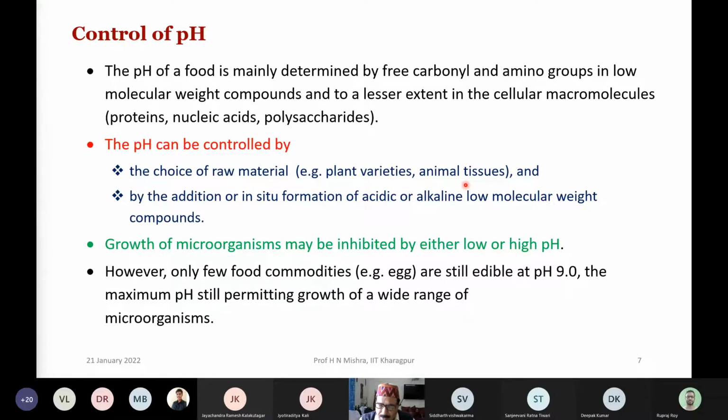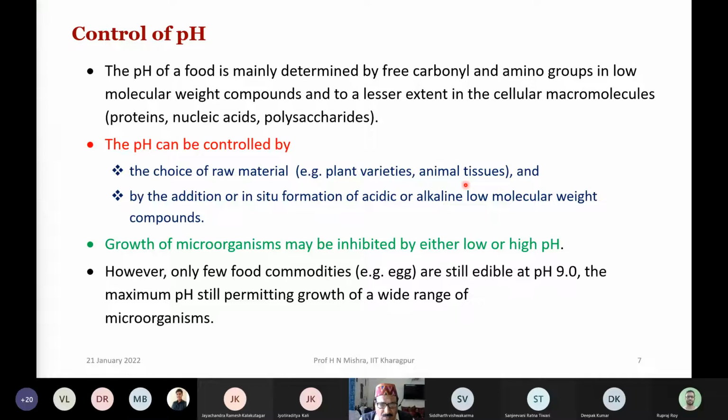even below 4.5, or even you can go to 3.7, many times the foods are classified on the basis of pH. Most of the pathogenic bacteria will not be able to grow if the pH is reduced below 4.5. If it is further reduced below 3.7, almost all bacteria will not grow, and only some acid tolerant yeasts and molds can grow.